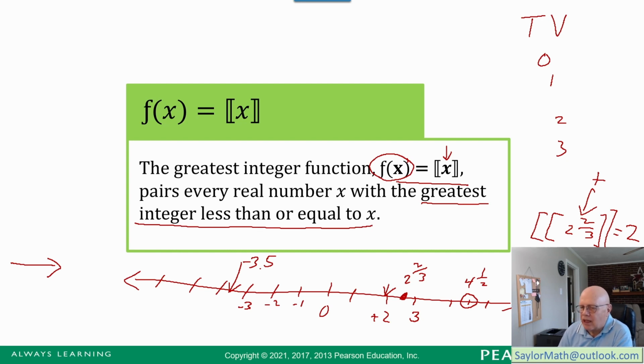In other words, if you're traveling along here, what is the last integer you saw before you got to this point right here? We never got to -3. You certainly never saw -2 or -1 or 0. The last one you saw was a -4. So the greatest integer for -3.5 would be -4.